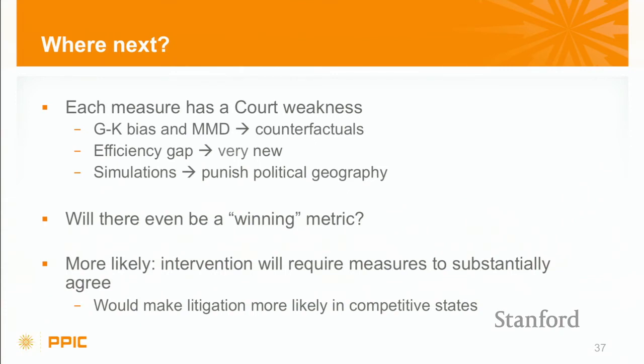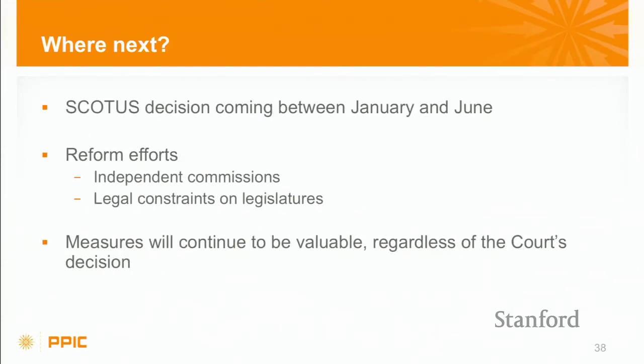And so, as a practical matter, the efficiency gap and mean median bias and Gelman-King bias, they all are highly correlated in competitive states. In uncompetitive states like California, for instance, they can very likely diverge. And so if that were the standard, it would mean that it would be harder to bring a case in an uncompetitive state than in a competitive one.